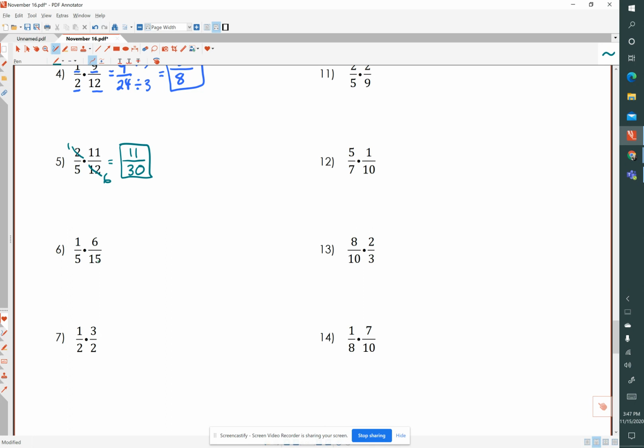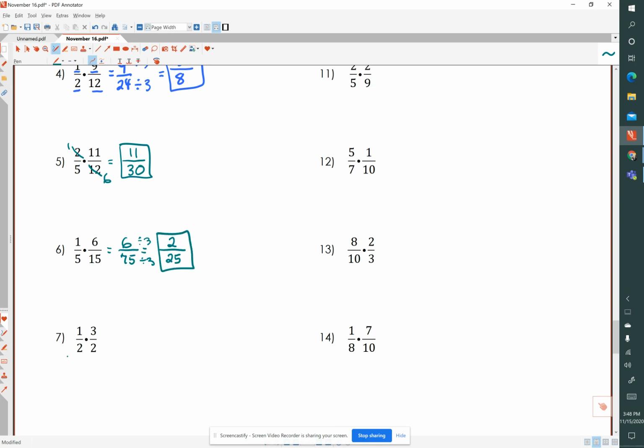The 1 and the 15 cannot be simplified. The 5 and the 6 cannot be simplified. So I will multiply straight across, which will give me 1 times 6 is 6. 5 times 15 is 75. Both 6 and 75 are divisible by 3. 6 divided by 3 equals 2. 75 divided by 3 equals 25. And that is our final answer.